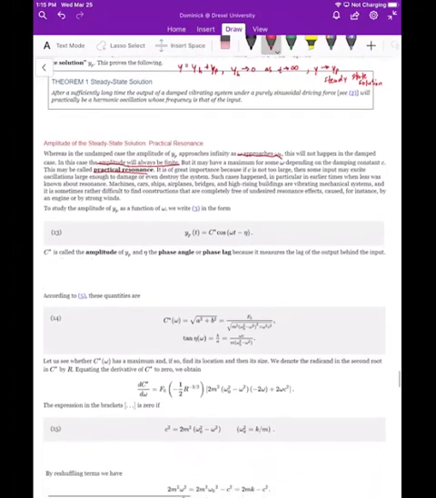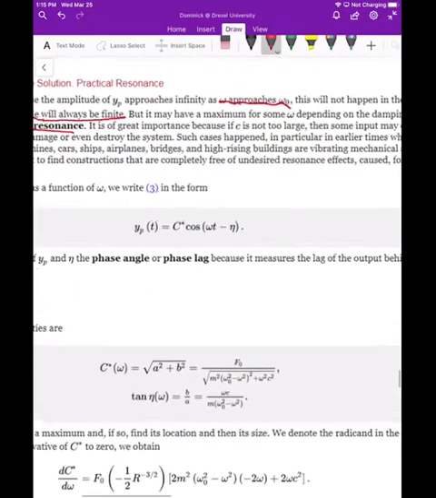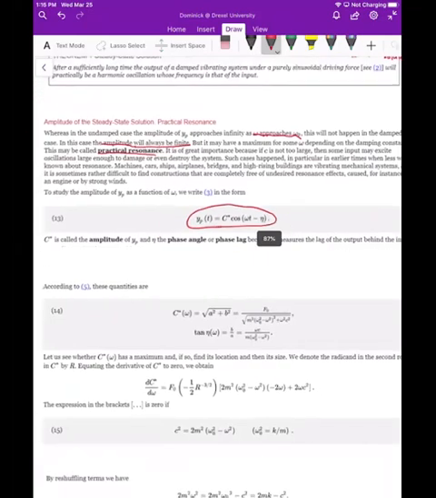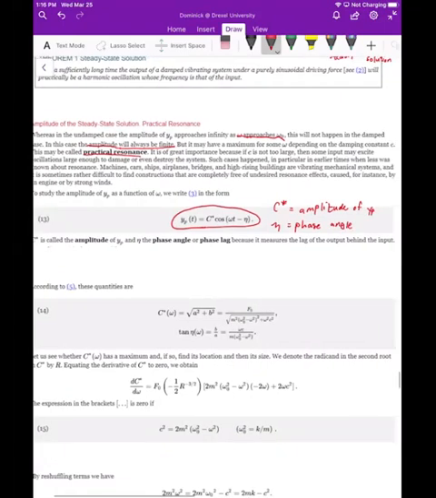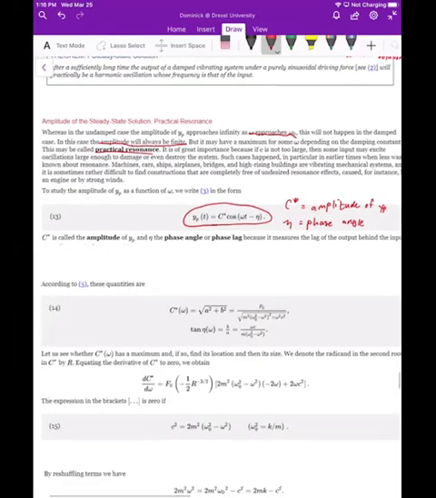Okay, but anyway, we're going to look at our particular solution in this form, where we have C star times cosine of omega t minus eta. C star is the amplitude of our particular solution, and eta is the phase angle, or phase lag, because it measures the lag of the output behind the input, right? And you can see that in this sentence here.